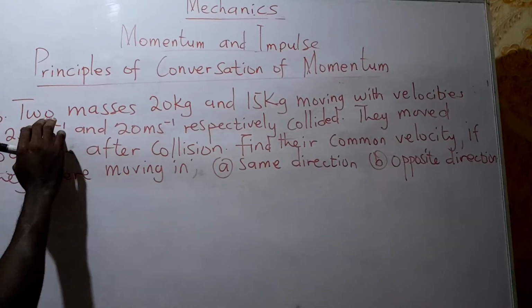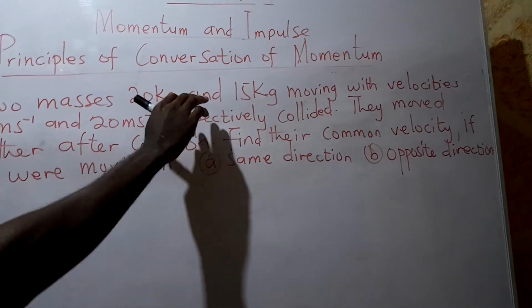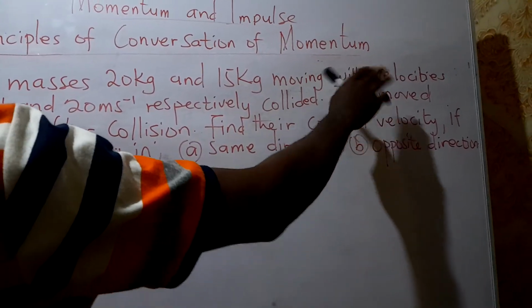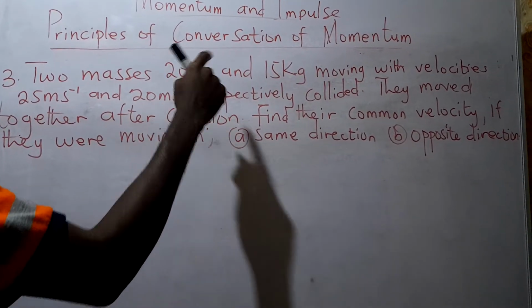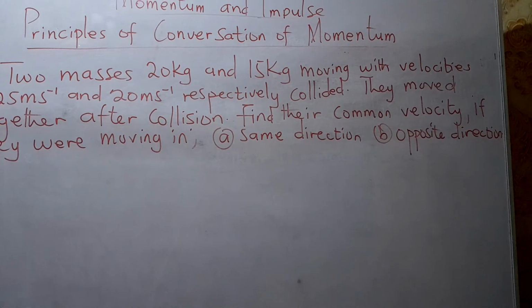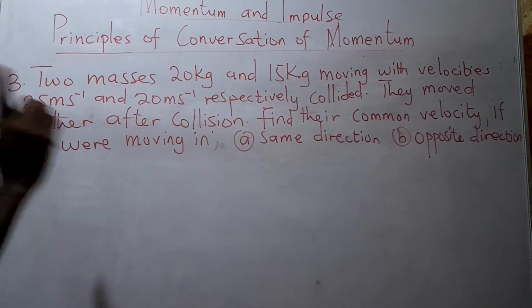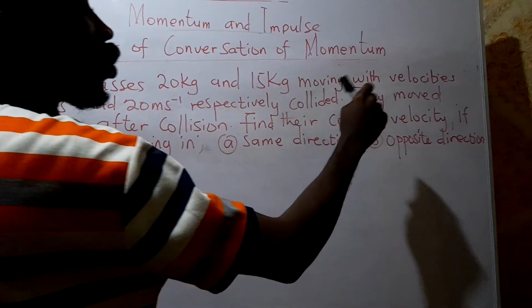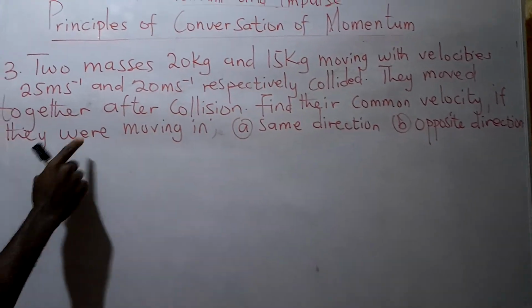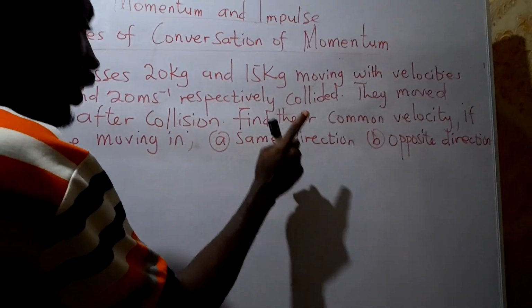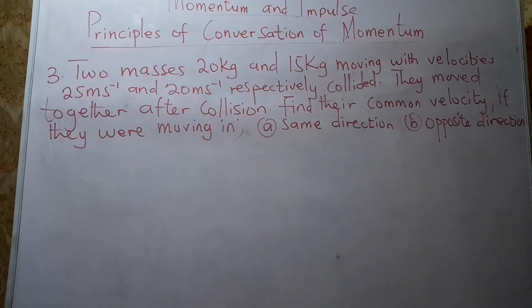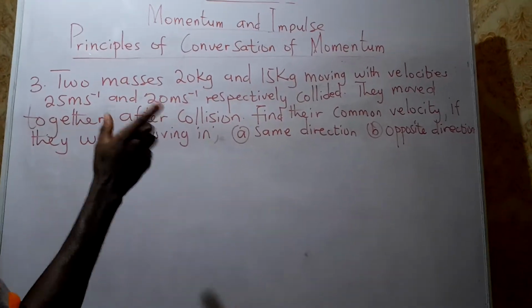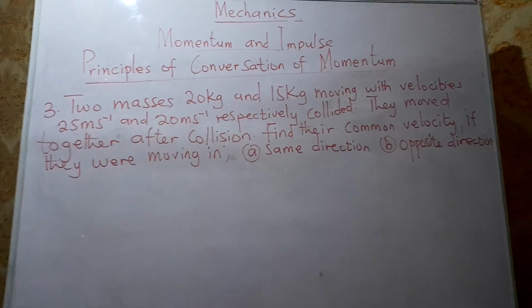So they say two masses, 20 kg and 15 kg, moving with velocities 25 meters per second and 20 meters per second respectively, collided. They move together after collision. Find the common velocity if they were moving in A, the same direction, B, opposite direction. So remember, we're having the same direction and opposite direction.